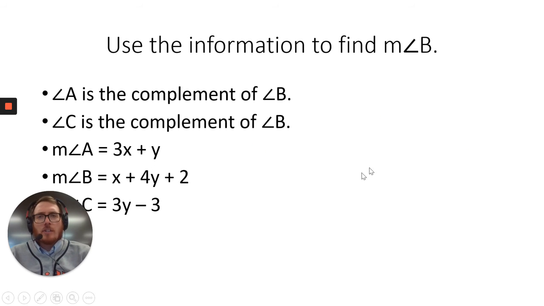The next question says use the information below to find the measure of angle B. So it says angle A is a complement to angle B. Angle C is also a complement to angle B. The measure of angle A is 3x plus y. The measure of angle B is x plus 4y plus 2. And the measure of angle C, sorry, that's cut off a little bit, is 3y minus 3. Let's take a few minutes to see if we can figure out how to find x and y, and then find the measure of angle B using that.